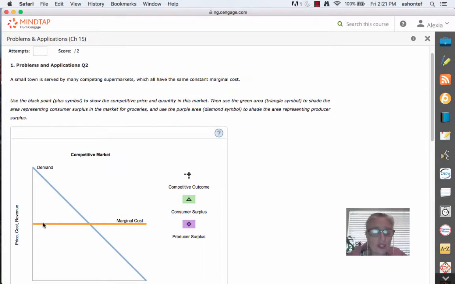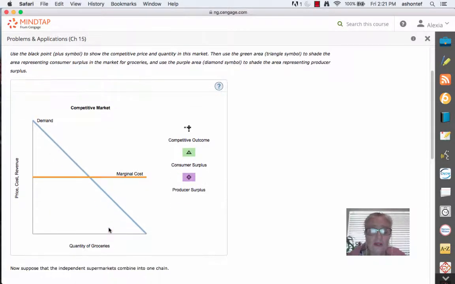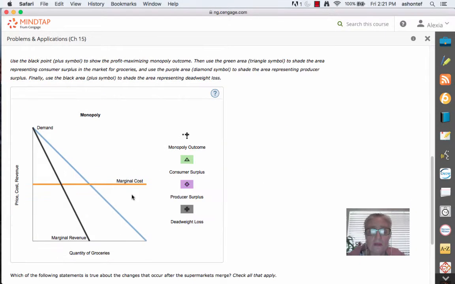The producer surplus is going to be the difference between the price charged in the market and the cost to the firm, or what the firm would be willing to sell it at. What you want to keep in mind here is that this price line, or this marginal cost curve, is actually the price line. So be careful when you're answering that one.